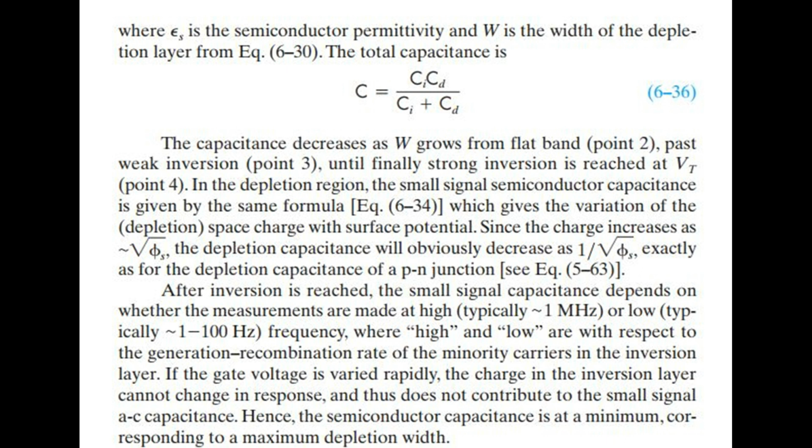After inversion is reached, the small signal capacitance depends on whether the measurements are made at high, typically 1 MHz, or low, typically 1 to 100 Hz, frequency, where high and low are with respect to the generation recombination rate of the minority carriers in the inversion layer. If the gate voltage is varied rapidly, the charge in the inversion layer cannot change in response, and thus does not contribute to the small signal AC capacitance. Hence, the semiconductor capacitance is at a minimum, corresponding to a maximum depletion width.